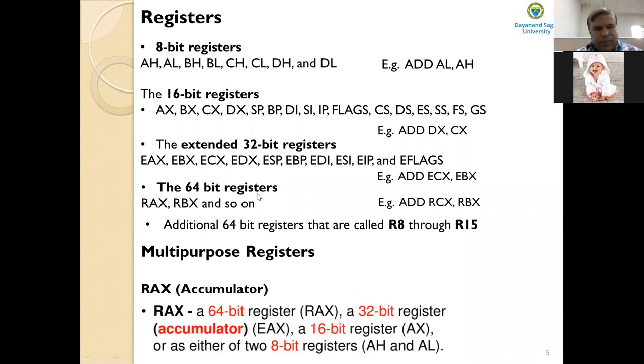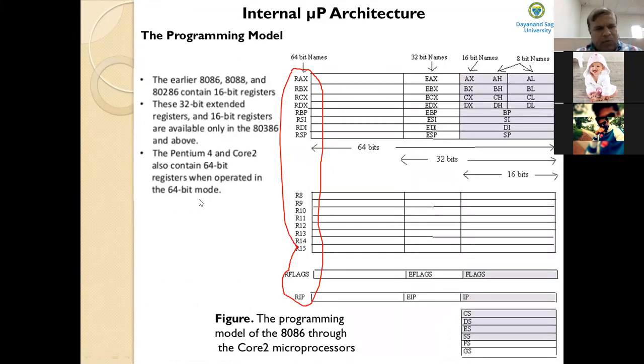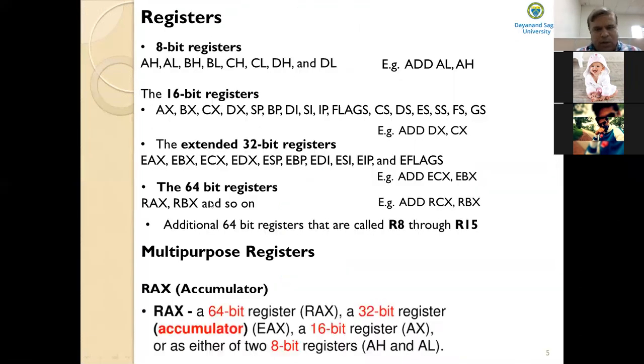Similarly, these are referred to when an instruction is formed using these three-letter designations. Example: add RCX, RBX. Sorry, the 64-bit content of RBX is added with the 64-bit content of RCX. And it has additional 64-bit registers called R8 through R15. These registers are available only in 64-bit architecture microprocessors, such as Pentium 4 and Core 2 microprocessors.